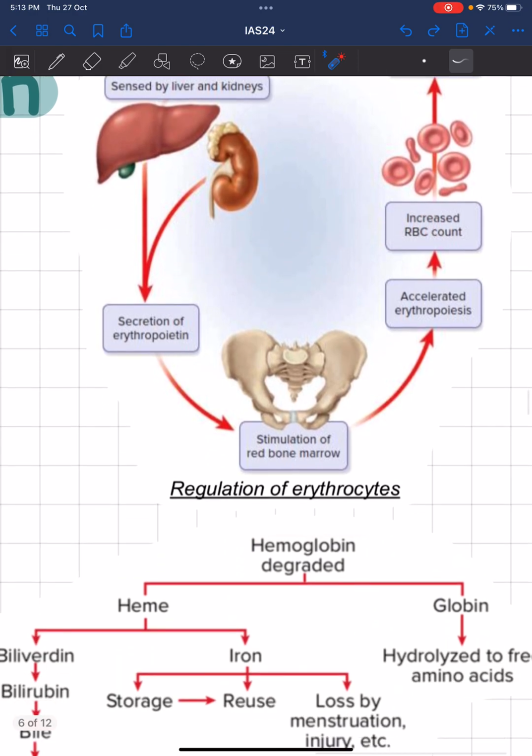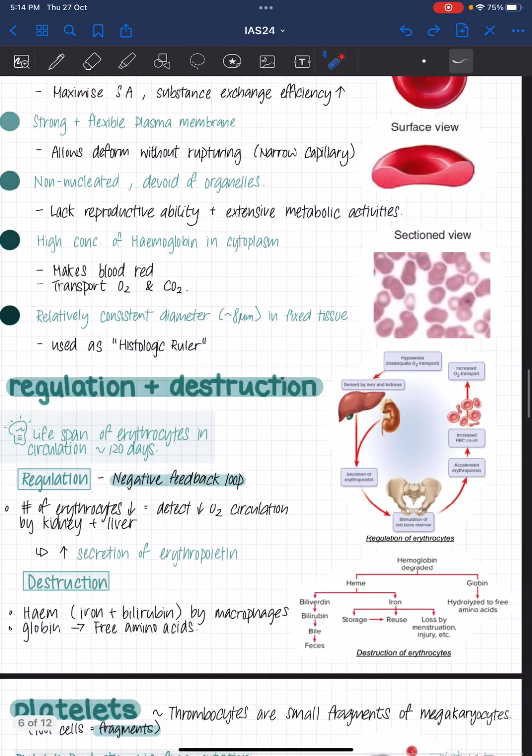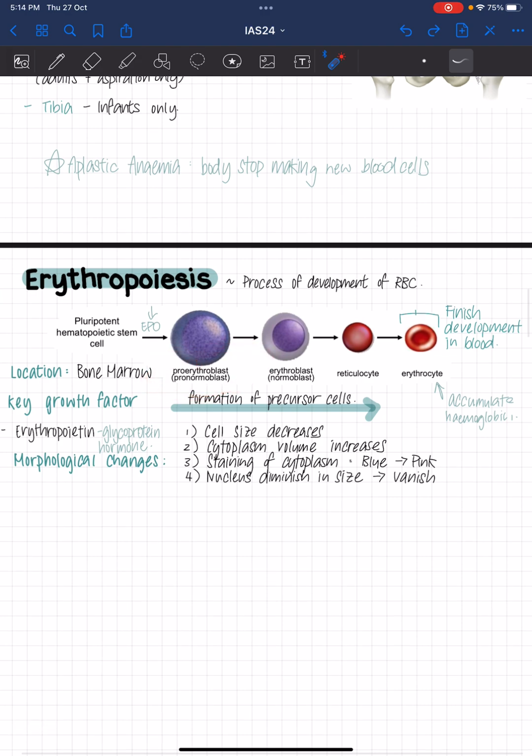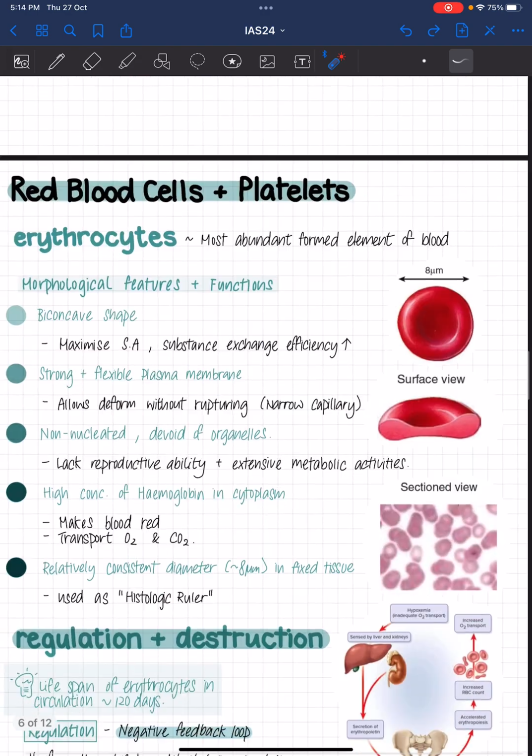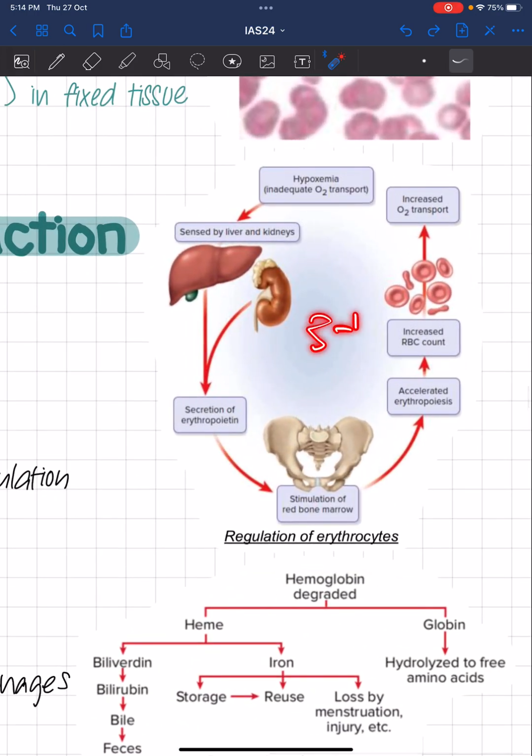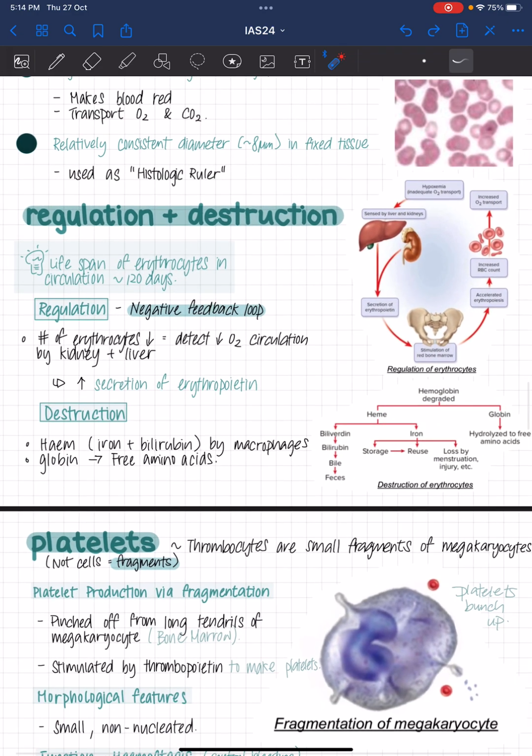And then this protein hormone will then tell the red bone marrow in the iliac crests or other places to increase the development of red blood cells, from a proerythroblast to form a mature erythrocyte. And after 3 to 4 days, the increase in red blood cells will then allow more O2 transport, and then this will decrease the secretion of EPO, as you don't need as much formation of red blood cells.